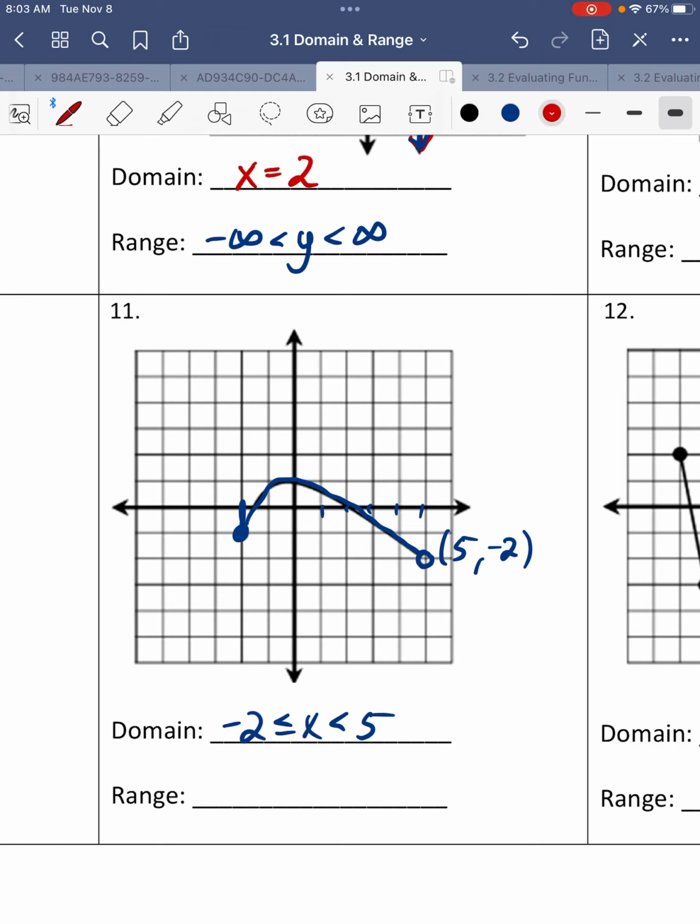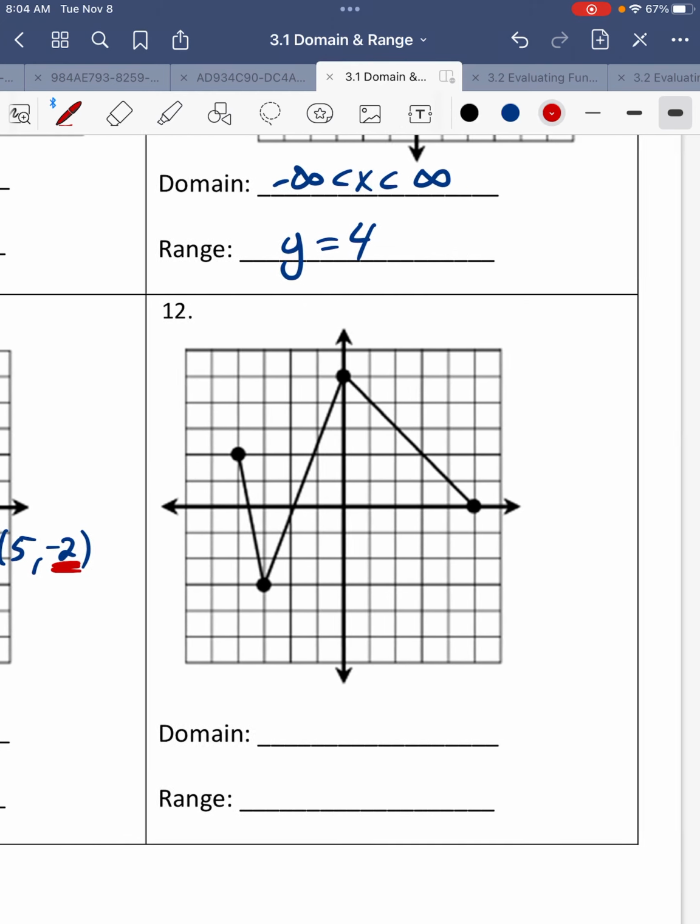Range, what's the lowest part of the graph? The lowest part of the graph is right here at (5, -2). What's the y value? -2. And that is going to be not equal to, because it's a hole. And what's the highest point of the graph? The peak of the graph, the maximum point is up on top. And that's at (0, 1). So the y value is 1. And remember, this is an infinite amount of closed points all along the whole graph, so a closed point is equal to 1.